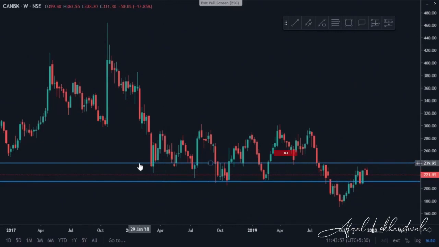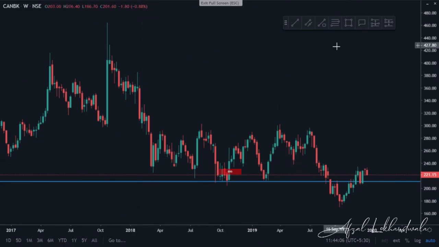So what I will do is I will click on this line and press delete. So this line will be deleted. It will be better if we identify this area with a rectangle. So let us select rectangle from the favorites toolbar and then I'll draw this area of support.